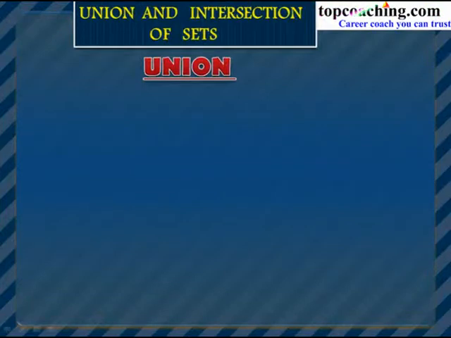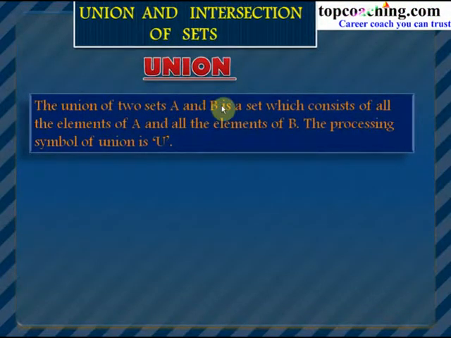So there are two very important concepts, and that is the union and the intersection of sets. Now what do we mean by the union of sets and what do we mean by the intersection of sets? Let's first try to understand what we mean by union of sets. The union of two sets A and B is a set which consists of all the elements of A and all the elements of B. The processing symbol of union is U. This represents the union of two sets. So what do we do here is we add the elements of set A and we also add the elements of set B.